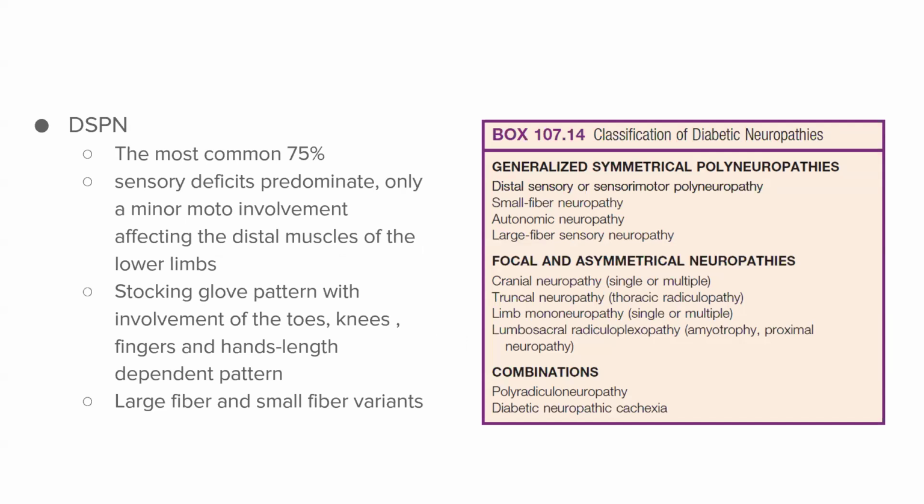But it's very common. Sensory deficits predominate, with usually minor motor symptoms. They have a stocking glove pattern of sensory loss. First the toes, then the knees are involved. Once the sensory loss passes the knees, then it involves the fingers and the hand, and in very severe cases, the trunk. There are large fiber variants and small fiber variants. I put this table to show you that there are generalized, focal, and combinations of neuropathies in diabetic neuropathy.